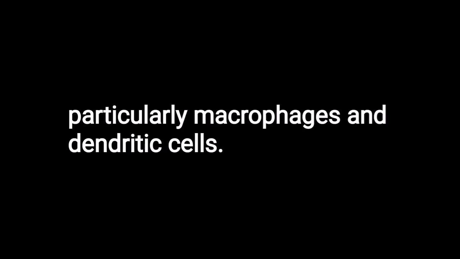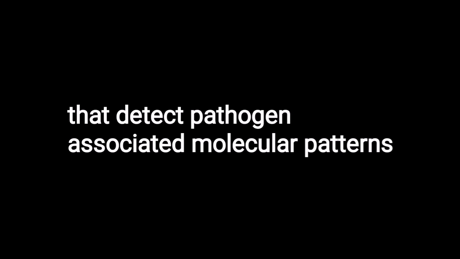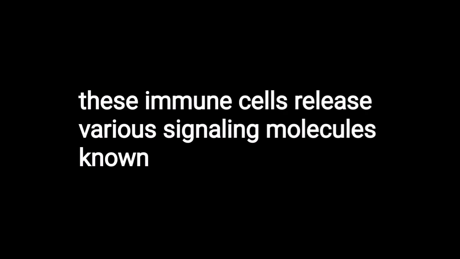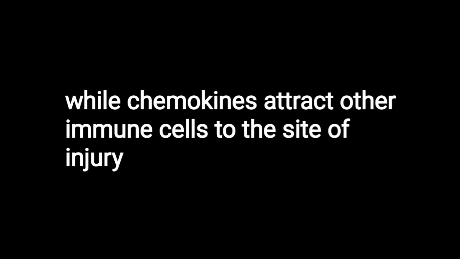The process of inflammation begins with the recognition of harmful stimuli by immune cells, particularly macrophages and dendritic cells. These cells have pattern recognition receptors, PRRs, that detect pathogen-associated molecular patterns, PAMPs, and damage-associated molecular patterns, DAMPs. Once activated, these immune cells release various signaling molecules known as cytokines and chemokines. Cytokines are crucial for regulating the inflammatory response, while chemokines attract other immune cells to the site of injury or infection.